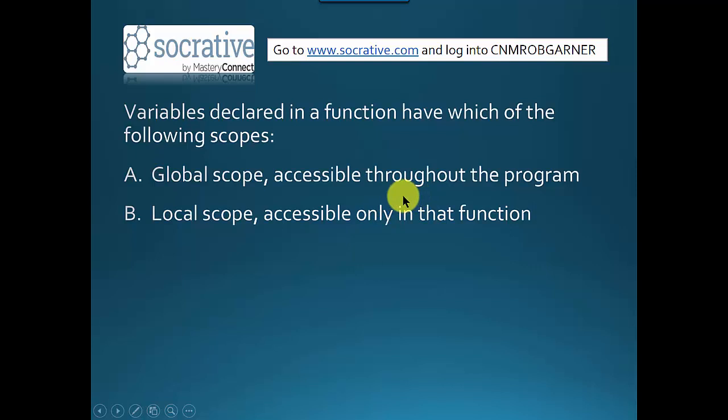So let's look at the following question. Variables declared in a function have which of the following scopes? So inside a function, if you declare a variable, what scope does it have? Global scope, accessible throughout the program, or local scope, accessible only in that function? Pause, think about the answer, and then hit continue. Well, the key here is a variable declared in a function. If it's declared in a function, it's only accessible in that function. To be global, you'd have to declare it outside any function.